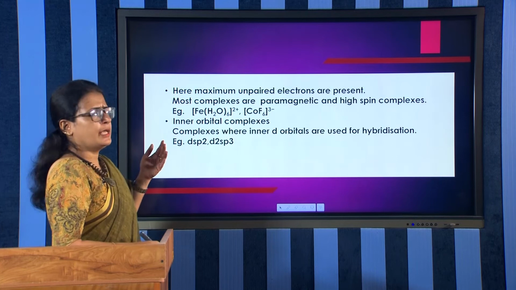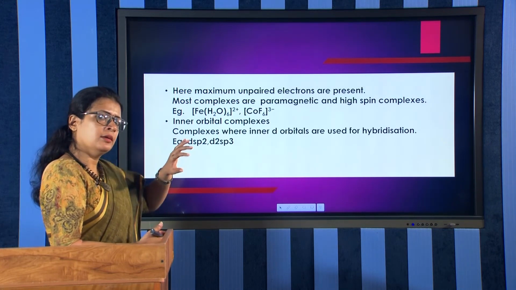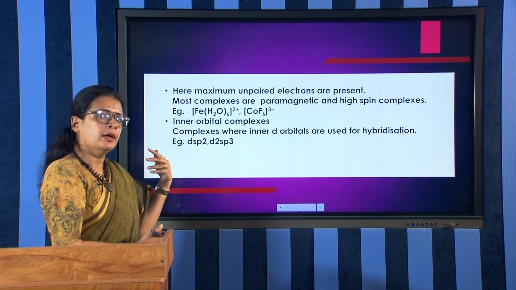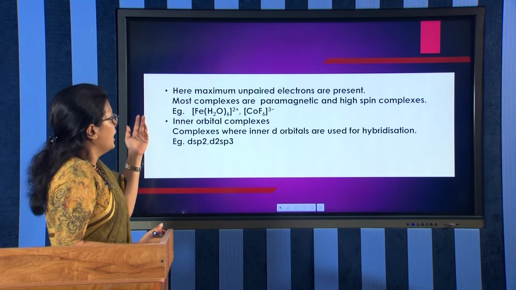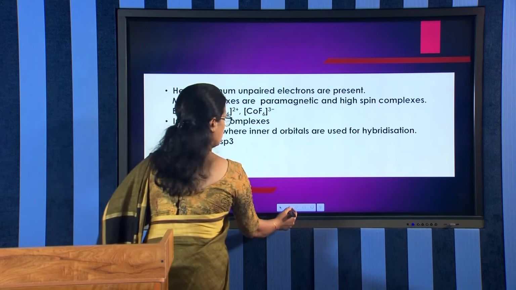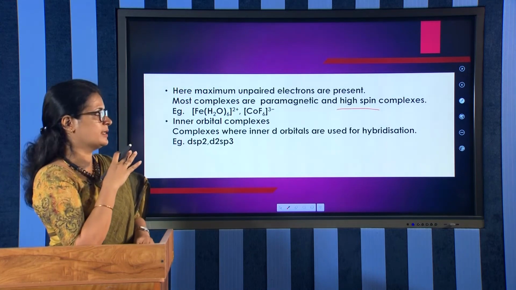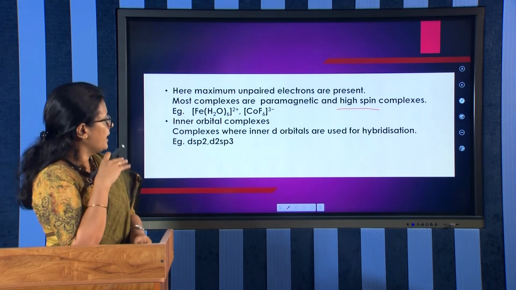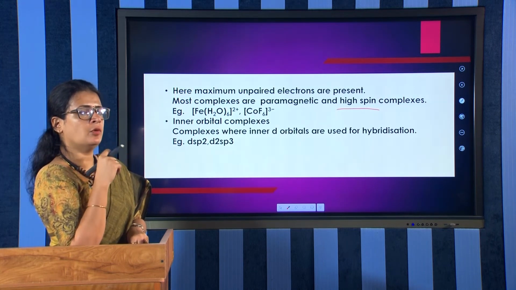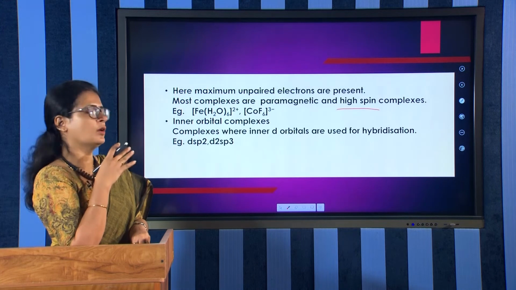In the case of outer orbital complexes, the maximum number of unpaired electrons will be present. You have seen that because there is no pairing, all the unpaired electrons will be in the inner d orbitals. Since we are taking outer d orbitals, the inner d orbitals will contain the unpaired electrons. So most of these complexes will be paramagnetic, and they are also called high spin complexes. It is very important: they are high spin complexes because the maximum unpaired electrons are there. Examples are Fe(H2O)6 2 plus, CoF6 3 minus, etc. They are all paramagnetic in nature, or called high spin complexes.